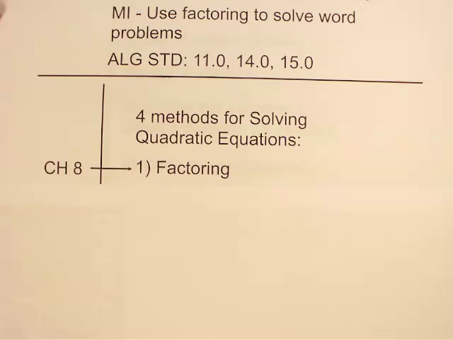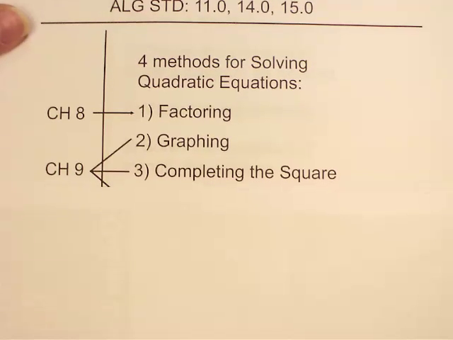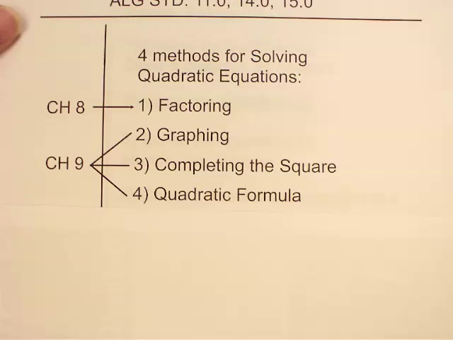The remaining three methods, there are 4 total methods, will be covered in Chapter 9. That would be graphing, so there is more graphing coming up, completing the square, which is another method, and finally the quadratic formula, which is a method we will derive. So let's go ahead and get started.